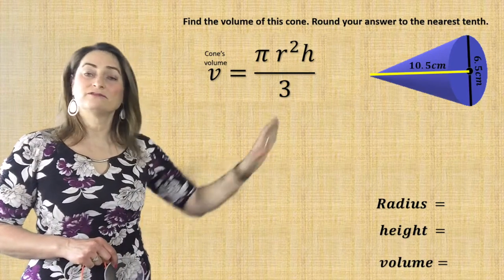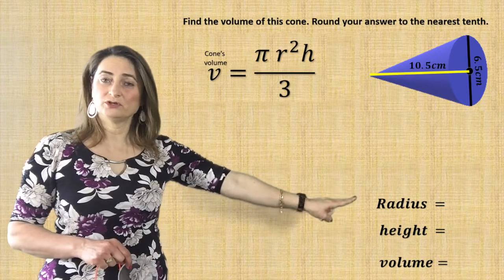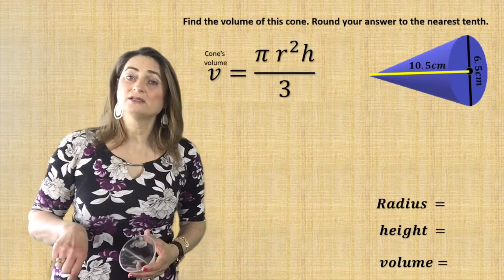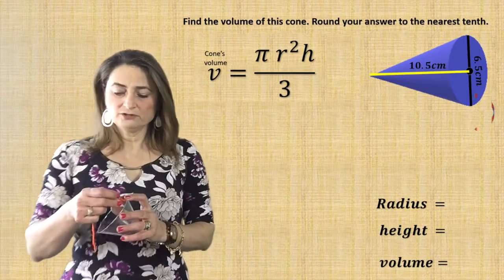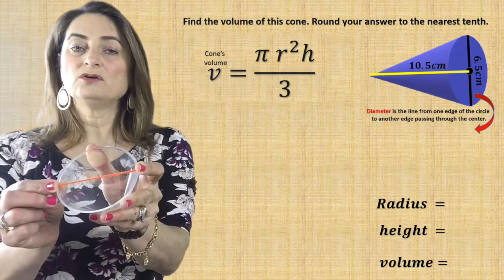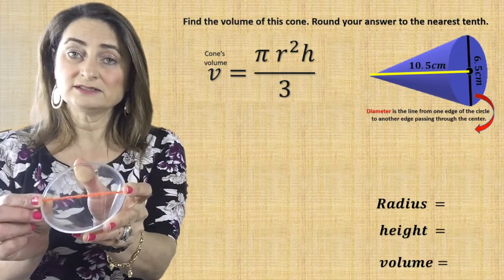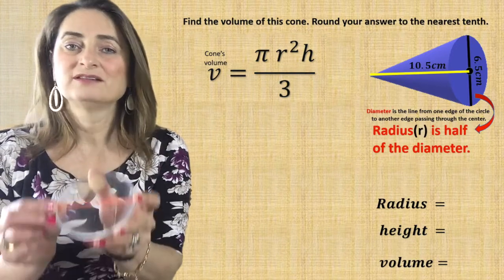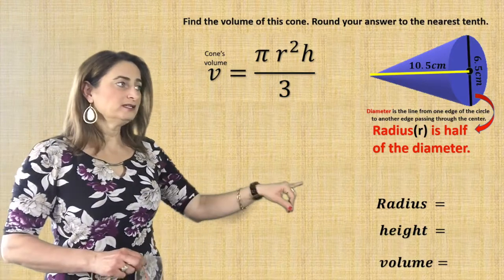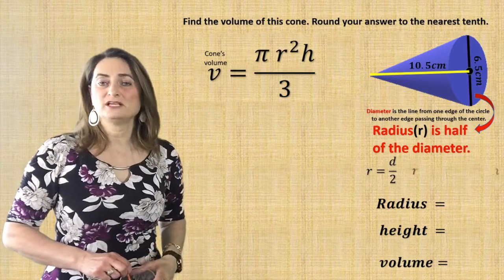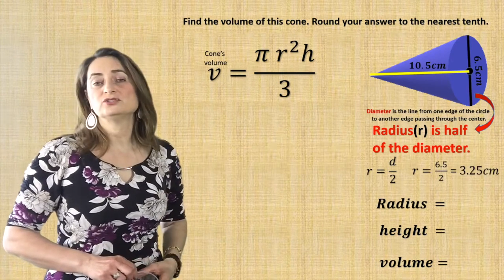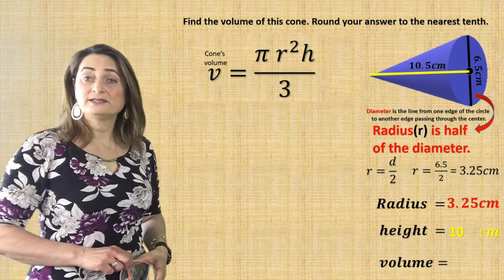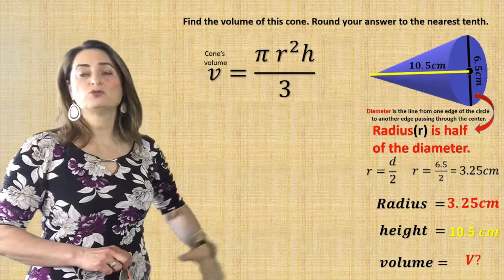Now, let's figure out from the cone what we already know. Do we know the radius, the height, or the volume? Look at the picture. Always the radius is part of the circle. Did they give you the radius or the diameter? If the line goes through from one edge to the other passing the center, that's the diameter, not the radius, because the radius is half the diameter. So to find the radius, they gave us the diameter. Divide the diameter divided by 2 is 3.25 centimeter. So the radius is 3.25 centimeter, and the height now is 10.5. The volume is what I'm trying to find.